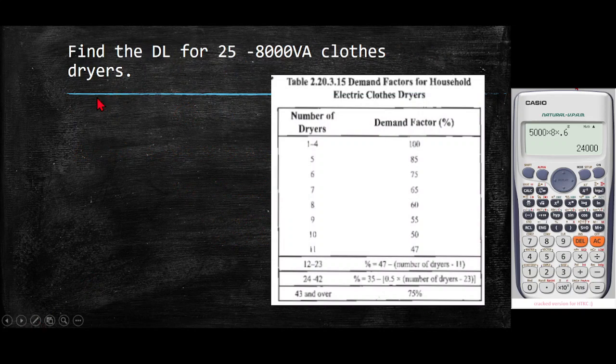Okay, ito. Find the demand load for 25 8,000 volt ampere cloth dryers. Siguro we'll give you 5 minutes to answer. Try nyo, no? Nandito yung table. Ito yung given na load, tapos kung ilan siyang piraso. So 25.